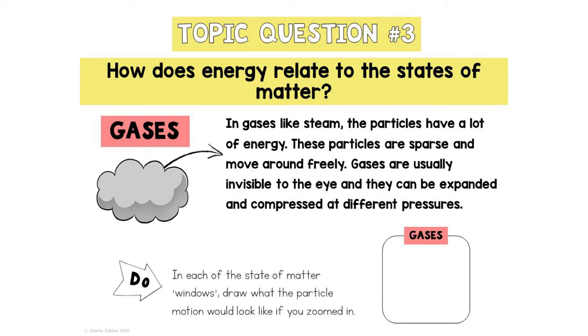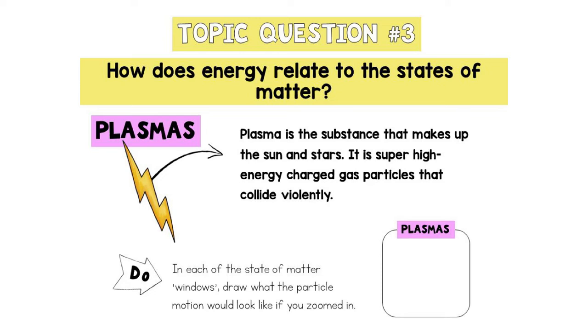If you add even more thermal energy, you will go from a liquid to a gas. And in gases like steam, water vapor, the particles have a whole lot of energy. These particles have so much energy, they're bouncing all around, and they're super far apart from each other. Because of this, the particles are sparse and move around freely. Gases are usually invisible to the eye and can be expanded and compressed at different pressures because of all the empty space between particles.